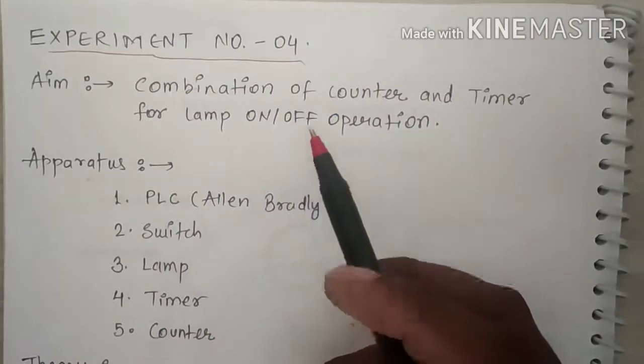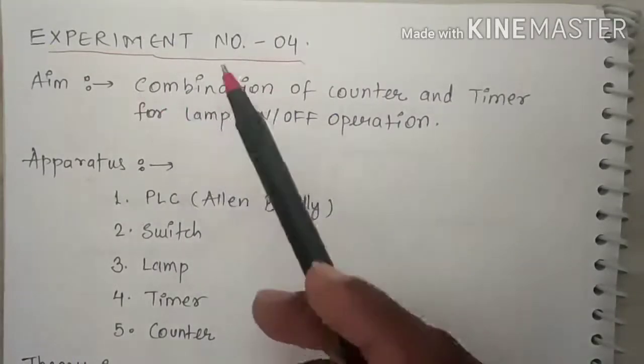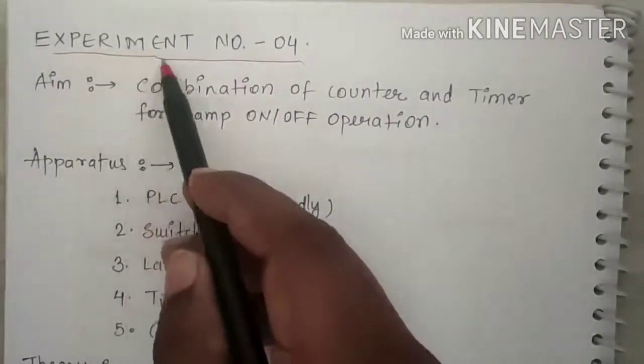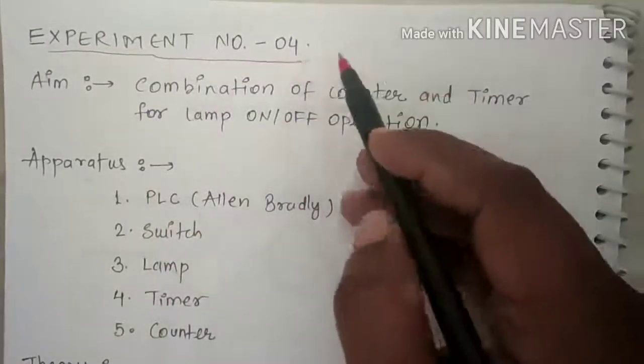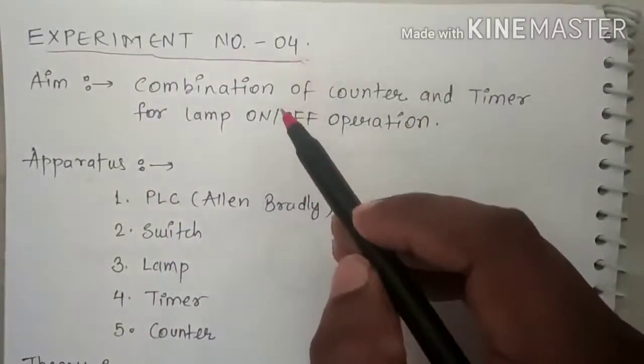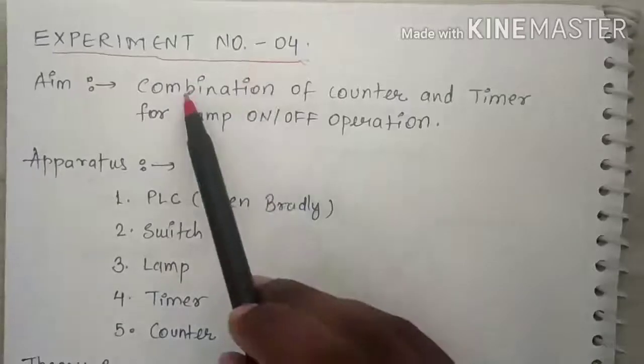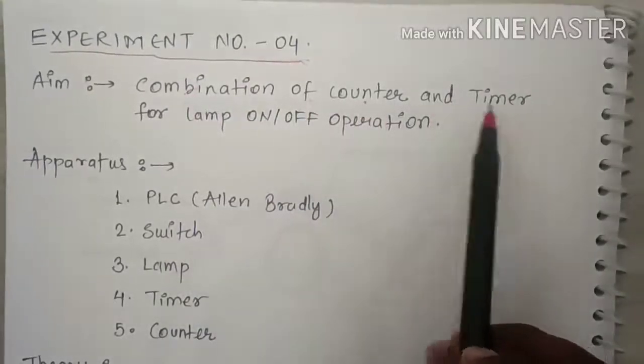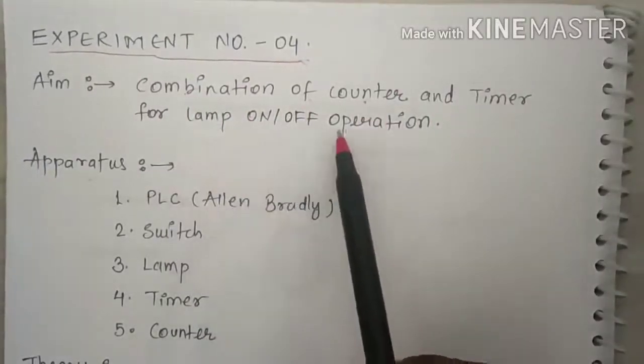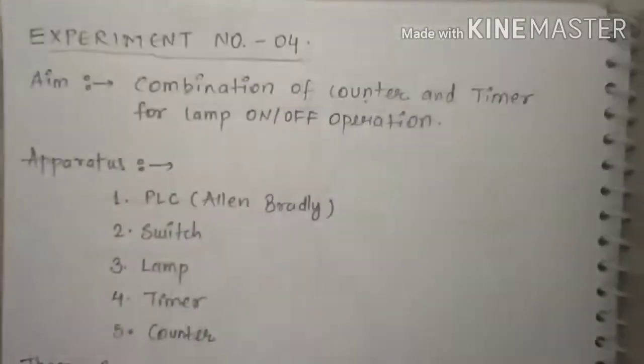So in this video I am going to explain experiment number 4 of PLC and SCADA. The fourth experiment is the combination of counters and timers for lamp on and off operation.